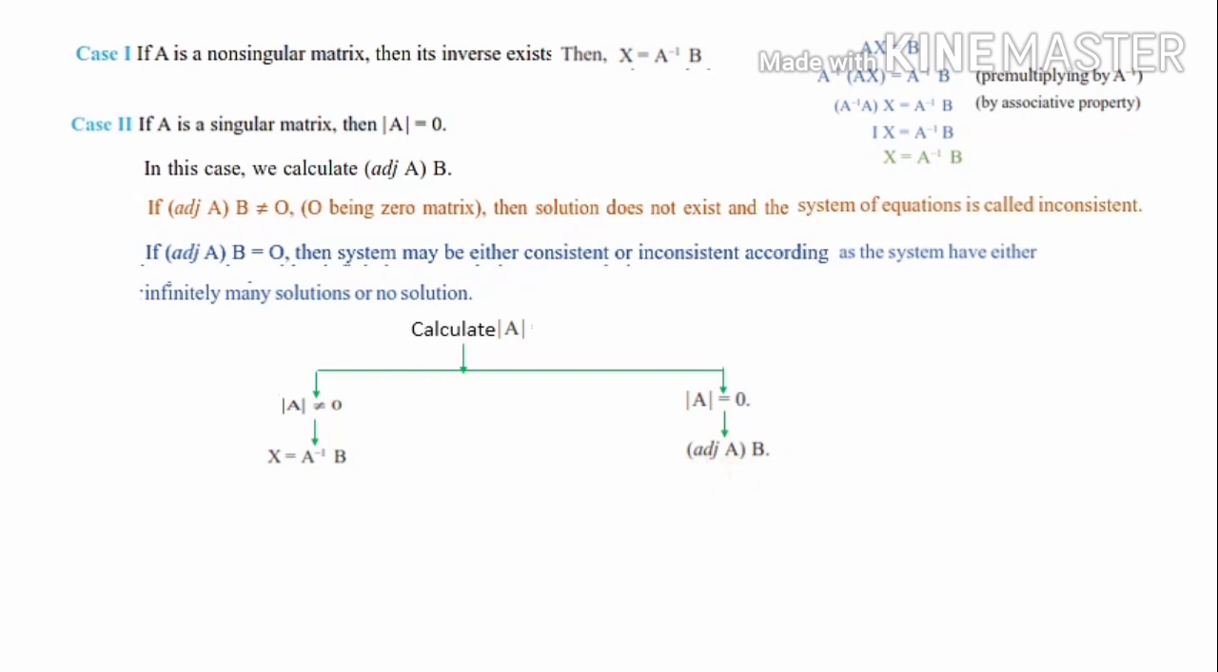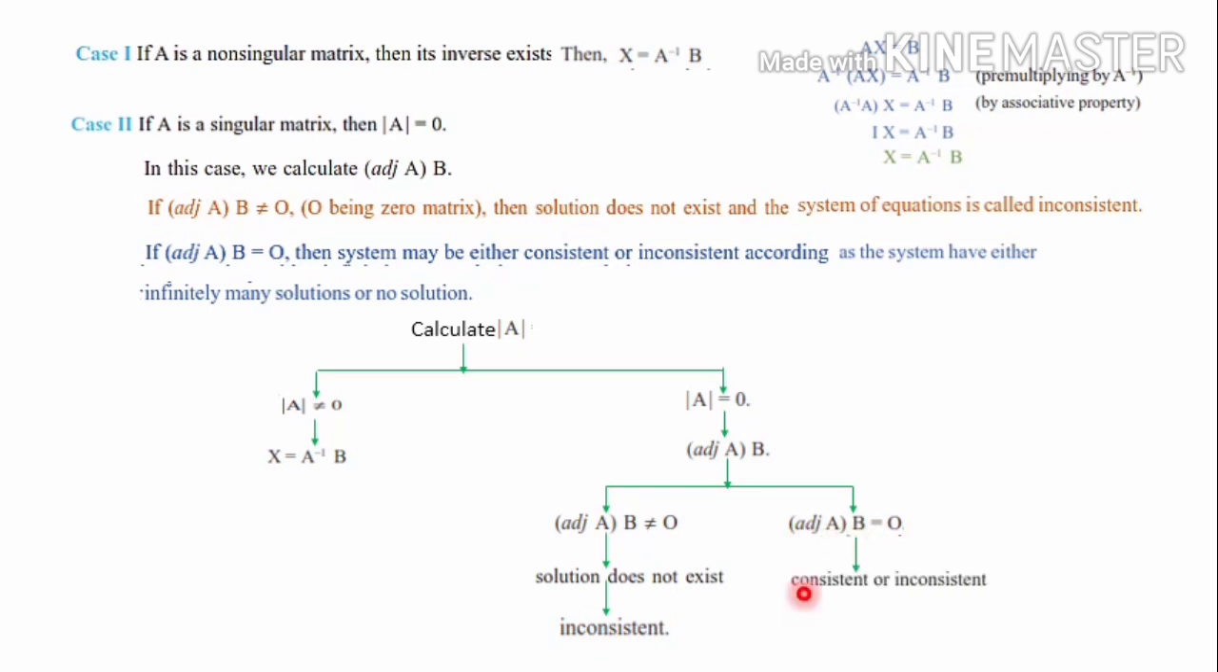Then after calculating adj A into B, there also we have two chances, that is adj A into B not equal to 0 or adj A into B equal to 0. If adj A into B not equal to 0, means solution does not exist, that is our conclusion, means the system is inconsistent. And if adj A into B equal to 0, then consistent or inconsistent, means the system may have infinitely many solutions or no solution. Hope it is clear.